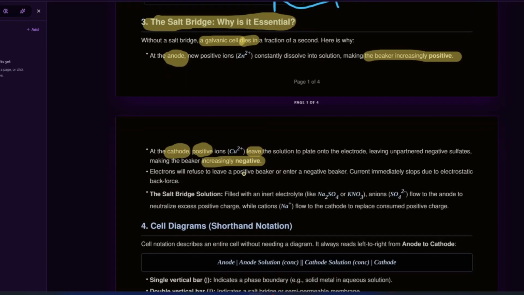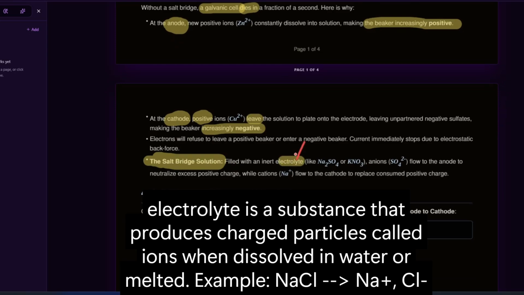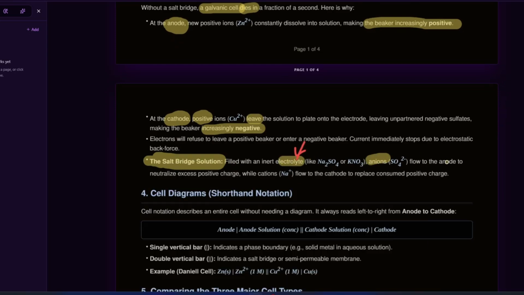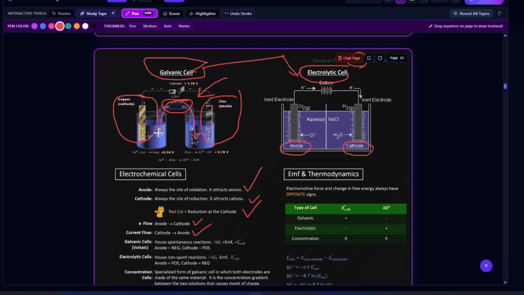Electrons will refuse to leave a positive beaker or enter a negative beaker. Current immediately stops due to electrostatic force. So the salt bridge is filled with an inert electrolyte. You should know what electrolytes are as well. Anions flow to the anode to neutralize the excess positive charge, while cations flow to the cathode to replace the consumed ones. The salt bridge is very important because it allows for this movement over here to here. And this is an important movement.